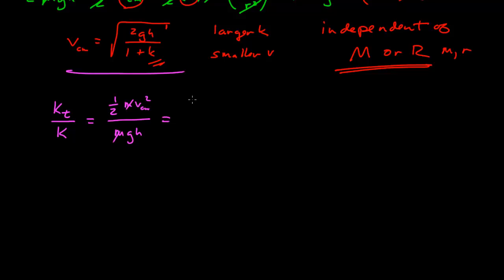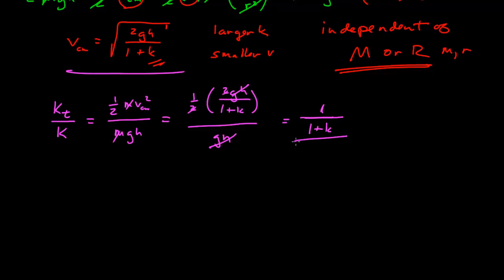So the masses cancel, and then 1/2 v squared we just found. That's 2gh over 1 plus k divided by gh. The gh's cancel, the 2's cancel, and this is 1 over 1 plus k. So there's the fraction of energy that goes into translational motion. That is independent of everything except k. K is the only parameter that it depends upon.